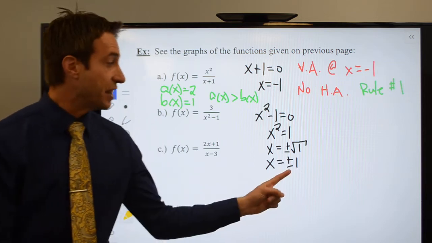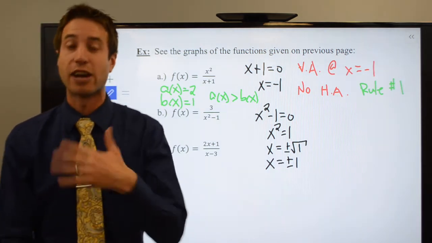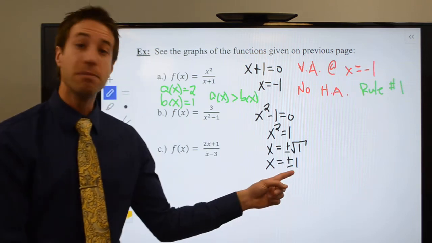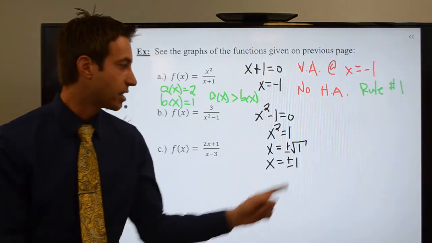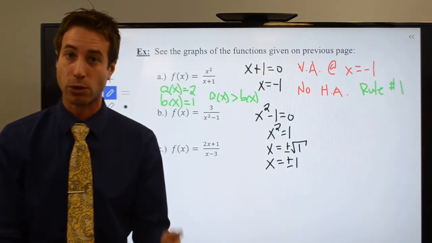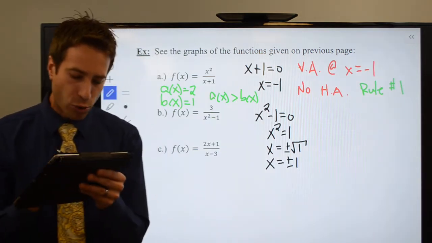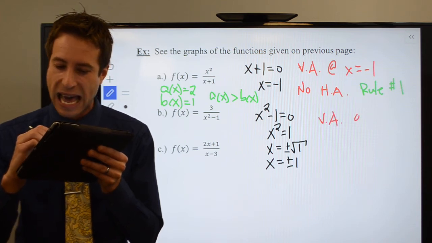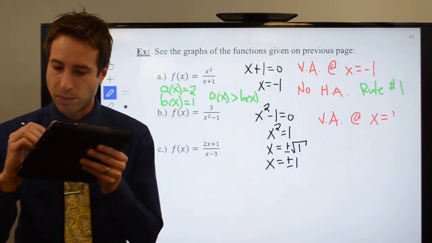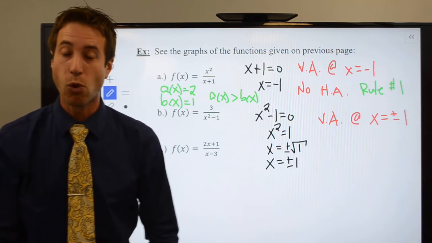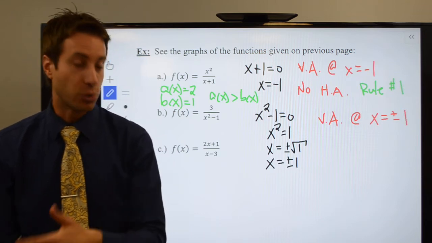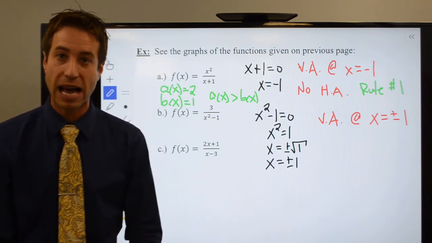Now remember, these are my excluded values. They are not part of the domain because they give me division by 0, and in most cases, those will show up as vertical asymptotes on my graph. So I'm pretty sure at this point I will have a vertical asymptote at x equals plus and minus 1. I have 2 vertical asymptotes, and that's okay. You can have more than one vertical asymptote.